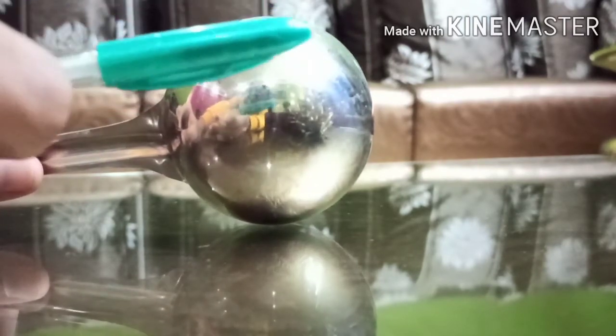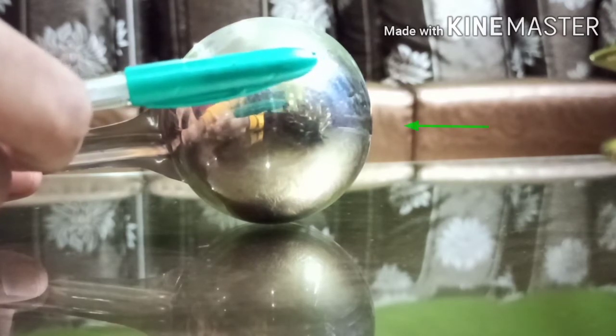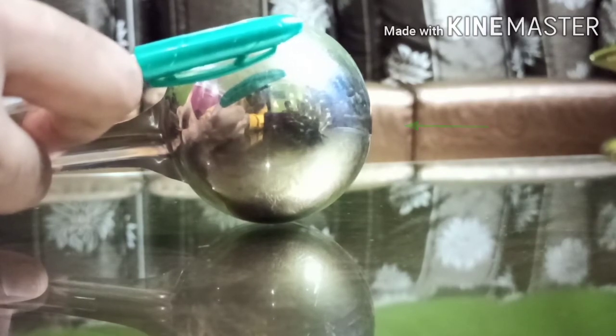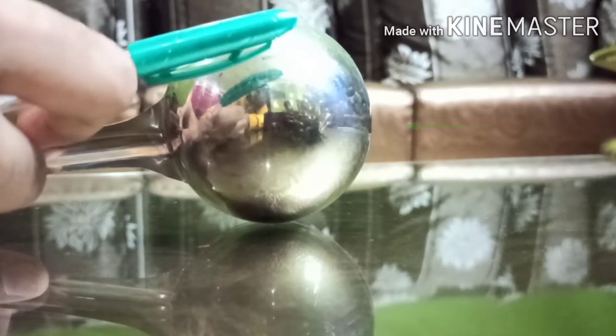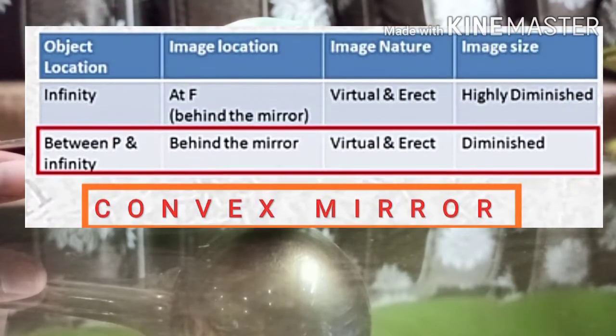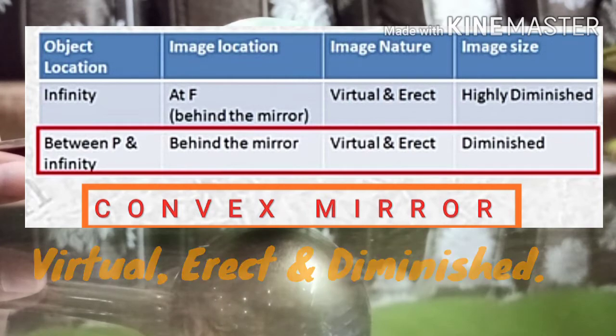I've taken this pen as the object, and you can see that the image being formed is virtual, erect, and diminished. Even if I bring it really close to the convex side, it's still virtual, erect, and diminished. If I take it farther away from the convex side, the image is still virtual, erect, and highly diminished. So you can conclude that the image formed on the convex side is virtual, erect and diminished.